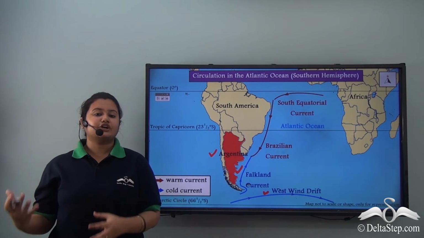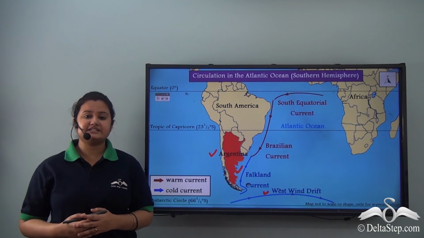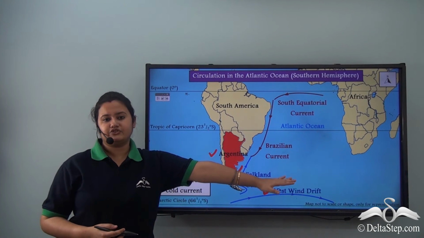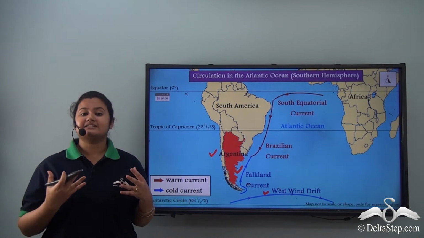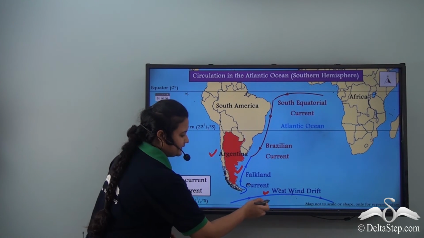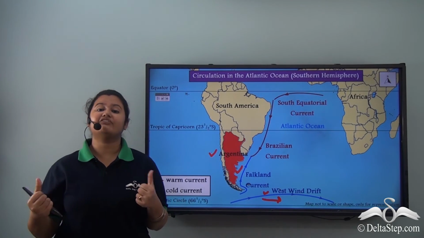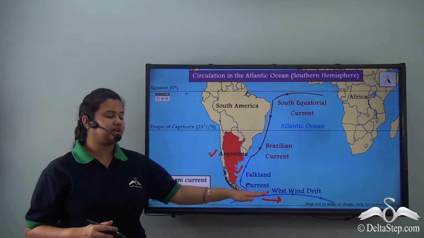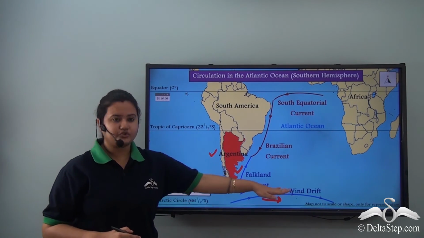In the circulation of ocean currents in the Pacific Ocean, we have already studied about the west wind drift. West wind drift is a cold current in the Southern Ocean and it flows in a straight line. And why so? Because in the Southern Ocean we have no land mass to obstruct its way, and therefore the west wind drift flows straight.